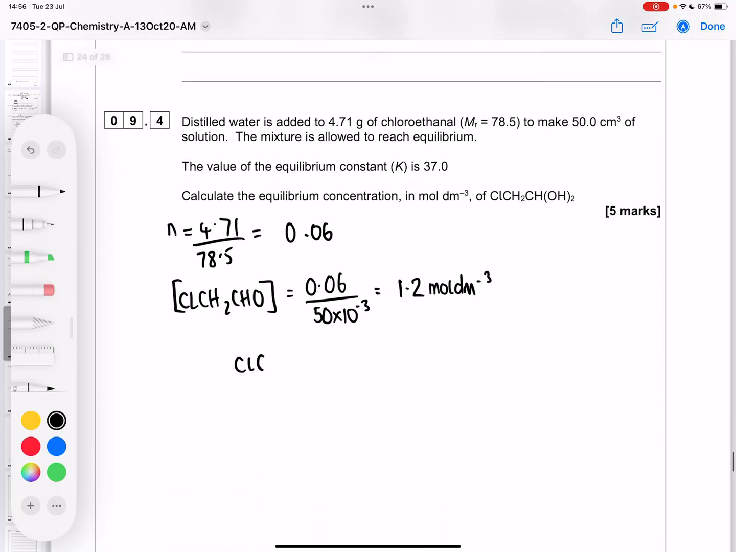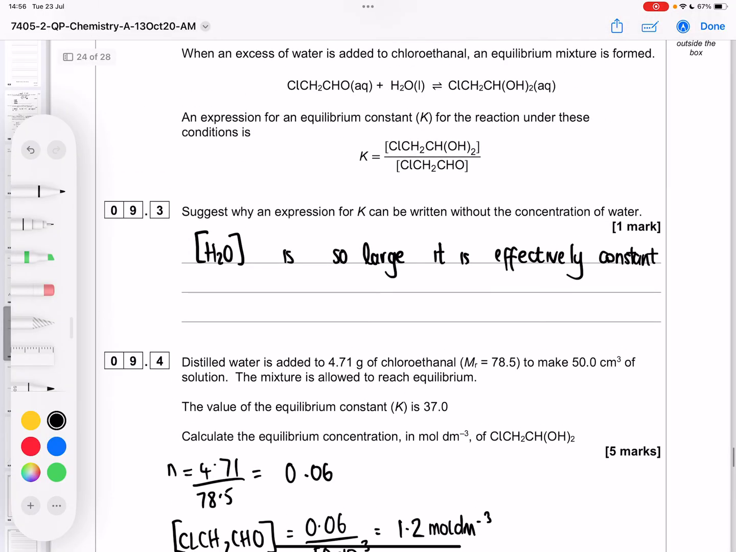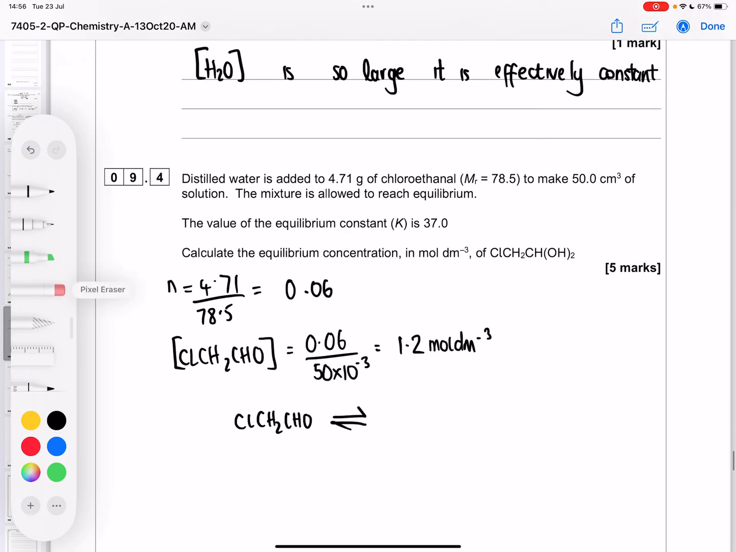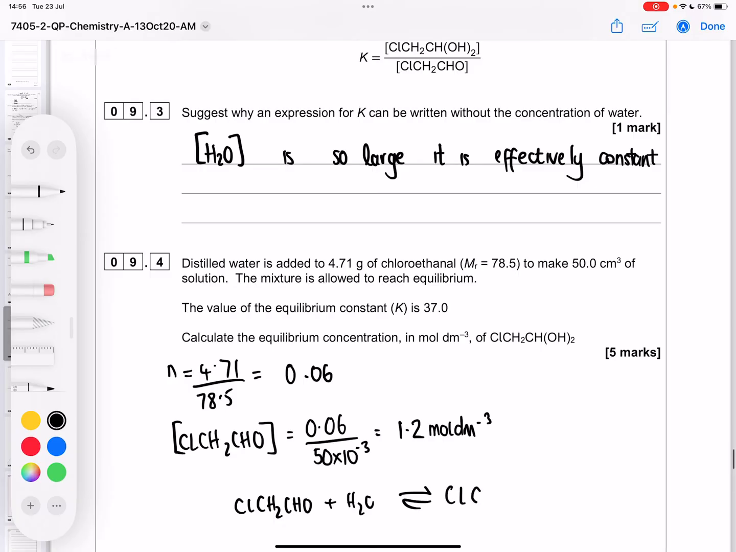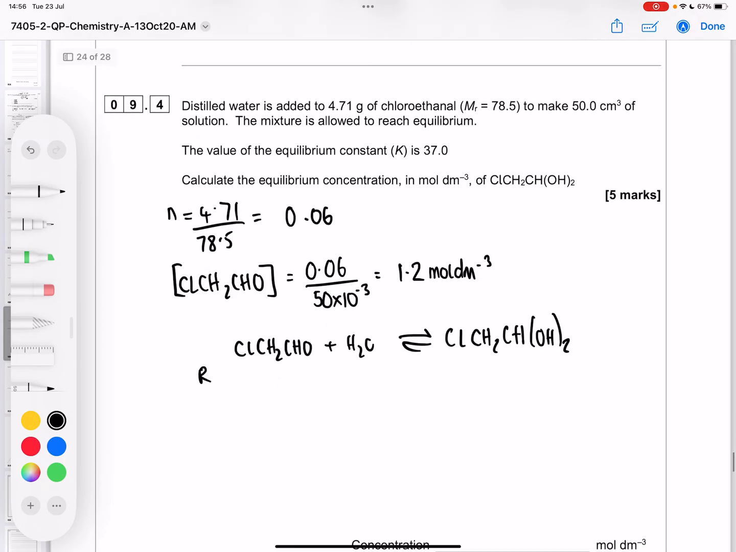So ClCH2CHO in equilibrium with, we've got the water, plus H2O. Although remember the water is so large it's effectively constant, we can ignore it. So our ratio is 1 to 1. Our initial amount was 0.06 and we had none of that.